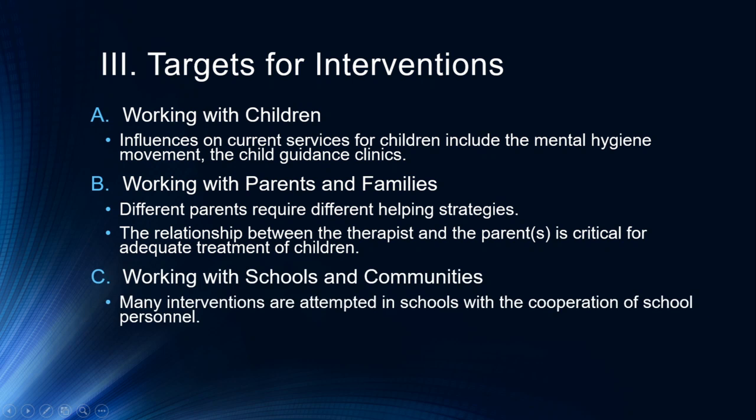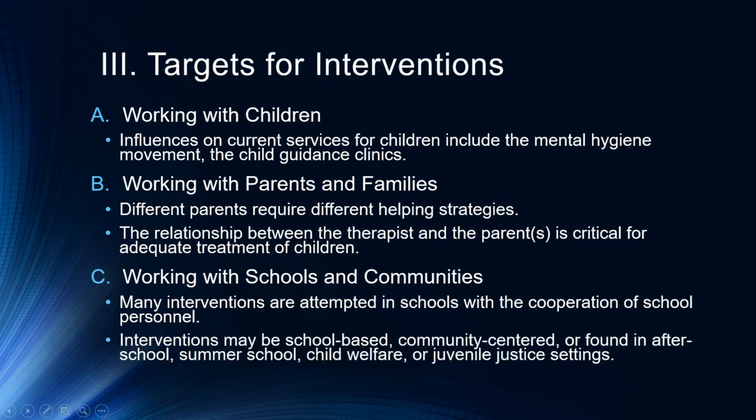Of course, we also want to work with schools and communities. A lot of interventions are in schools and with the cooperation of school personnel. So these are things like nutrition. We often think about trying to improve nutrition by working with schools, making sure kids are eating, etc. They could be school-based, community-based, after-school, summer school. These can be in child welfare settings, juvenile justice settings. Really unfortunate once we've reached that point. But there are lots of these ways in which kids can get social support and nutritional support that they might need. And so these are all important things to consider.